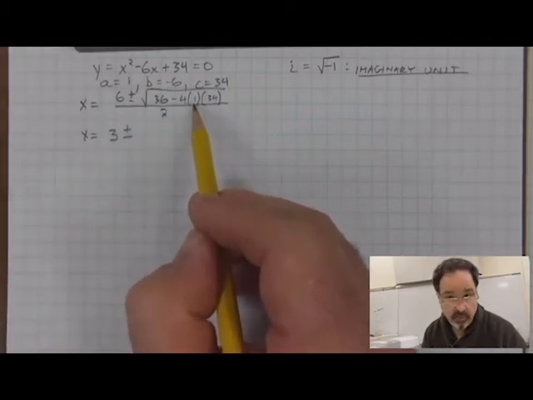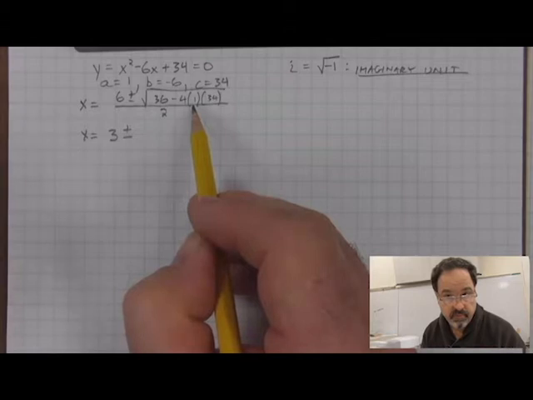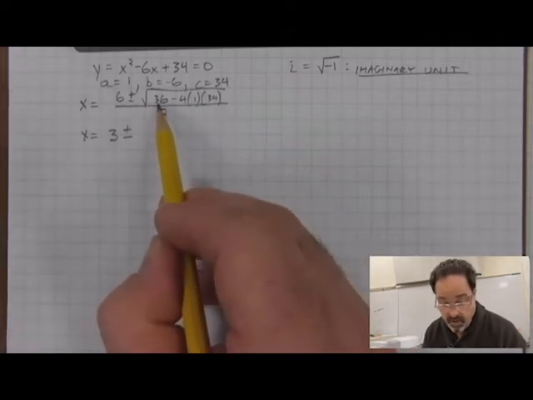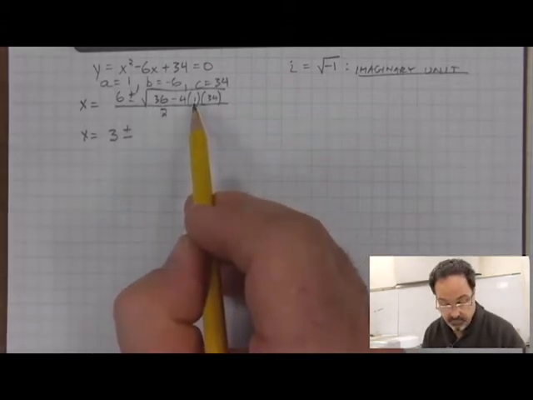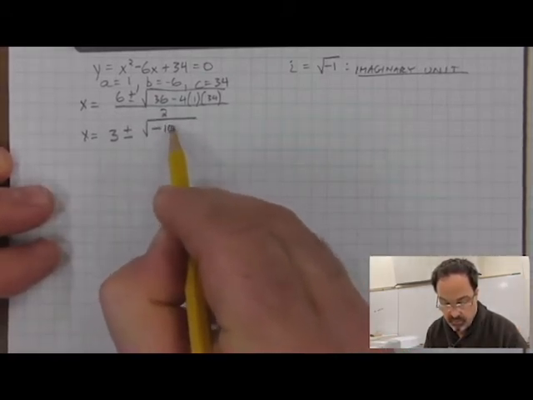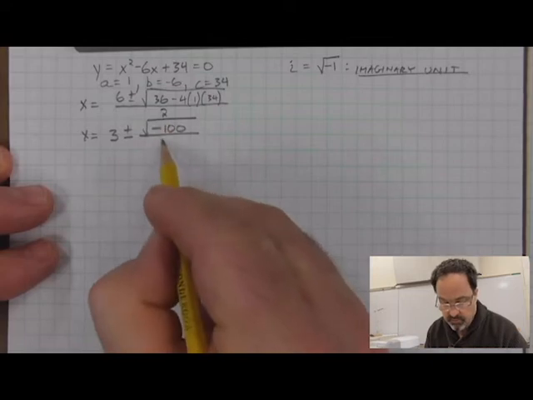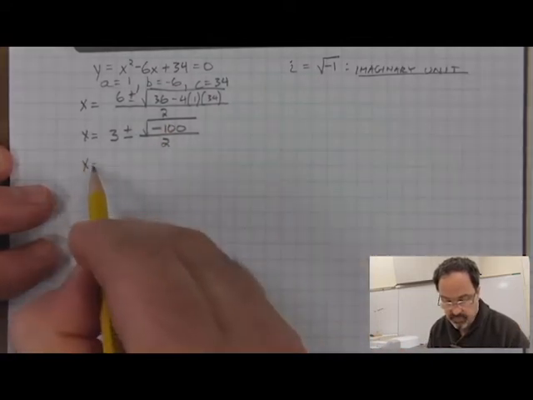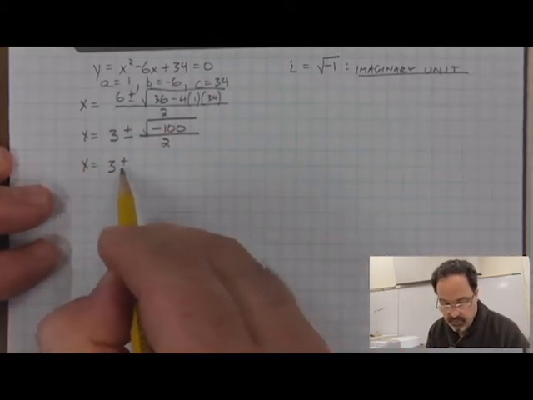4 times 1 times 34 is 136. So 36 minus 136 is -100. I will have a -100 under the radical, still divided by 2. Next step, 3 plus and minus.